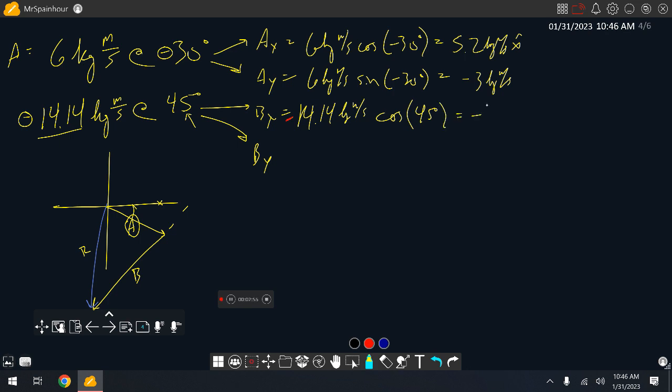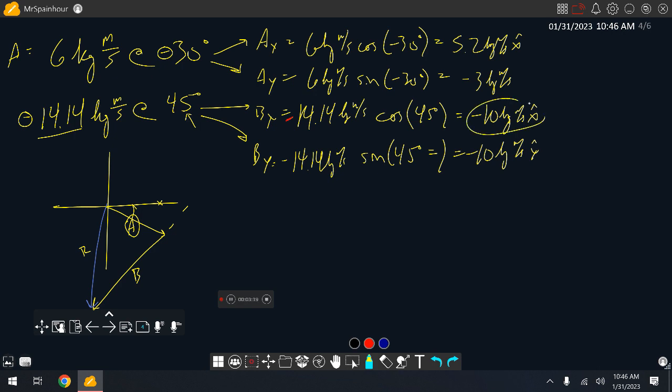And that's going to be negative 10 kilograms meters per second x hat, and then we get negative 14.14 kilograms meters per second sine of 45, and that should be negative 10 kilograms meters per second y hat. And you can see that I'm right because I get negative and negative on the x and the y. I get negative here, I get negative here, which means it should be down in the third quadrant. And then I get a positive x and a negative y, which means it should be down over here in the fourth quadrant right there.